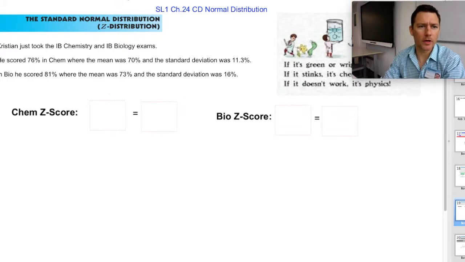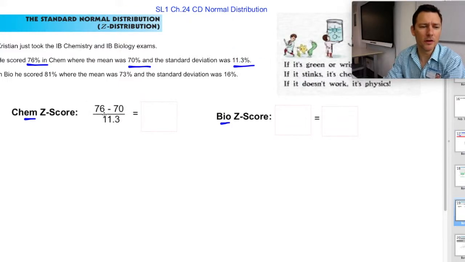So Christian just took, this is the same idea. We want to find his z-score in chem and z-score in bio. All right, so looking at his z-score in chem, he got a 76. Here's the mean, here's the standard deviation. The difference between his score and the mean divided by how big a standard deviation is gives you this 0.531. That means it's positive, so it was 0.531 away from this average, the mean.